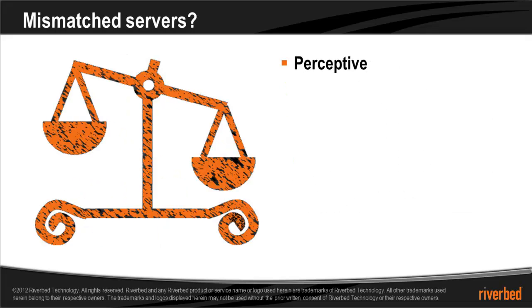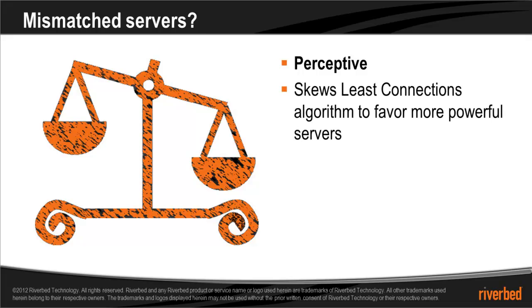If you have mismatched servers, where some servers are more powerful than others, the best algorithm to pick is Perceptive. Perceptive skews the least connections algorithm to favor more powerful servers. It does this by factoring in response time. The more powerful servers will tend to respond quicker, giving them a faster response time and leading the Perceptive algorithm to skew the connections in their favor.